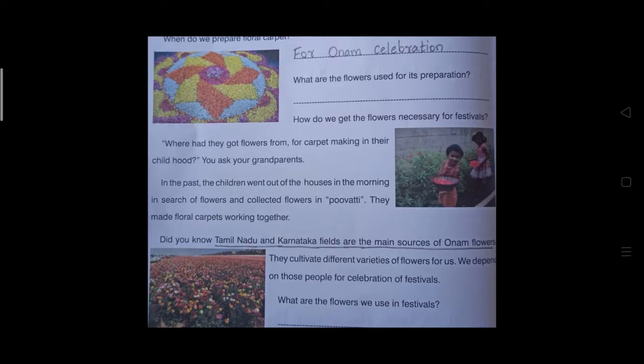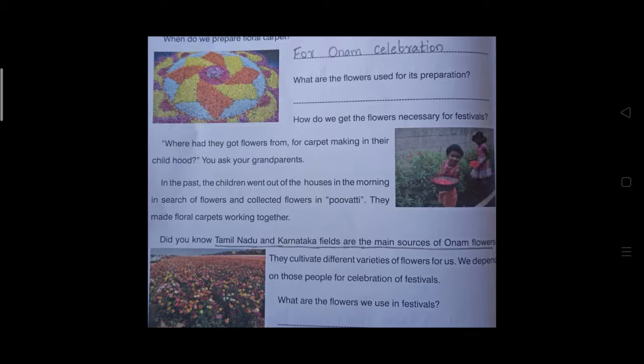In the past, the children went out of the houses in the morning in search of flowers and collected flowers in Puvatti. They made the floral carpet working together. So it was a joyful experience. They all would go with a container to collect the flowers. They would collect flowers from nearby houses, and with those flowers they would make a floral carpet.